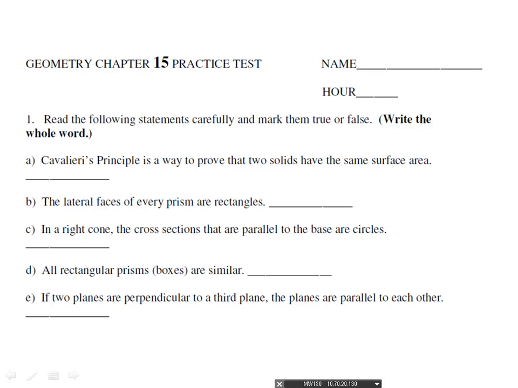Cavalieri's principle is a way to prove that two solids have the same surface area. What do you think? Volume would make it true, not surface area.